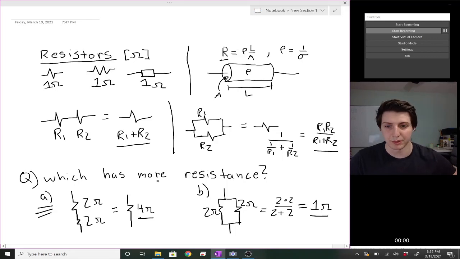We will cover more resistors next time and a lot more circuits.